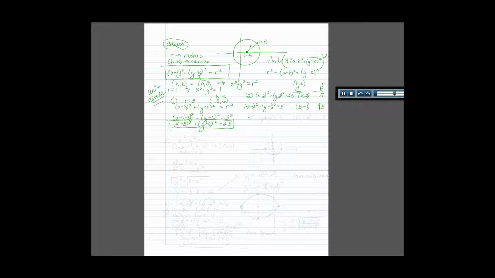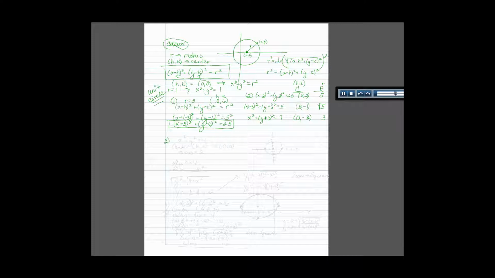And finally, we have x squared plus y plus 3 squared equals 9. Radius is easy. That's 3, square root of 9. This x has nothing added to it, so its center is 0. Here we have a plus, and remember the only way to get a plus is to subtract a negative. So the center is at 0, negative 3.